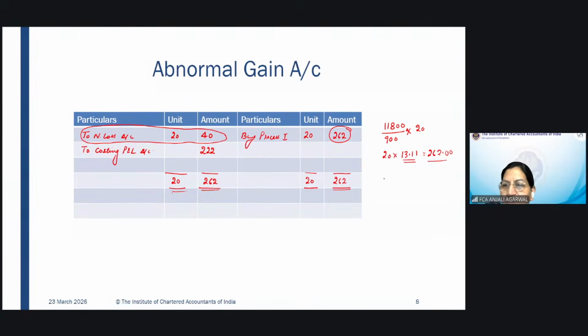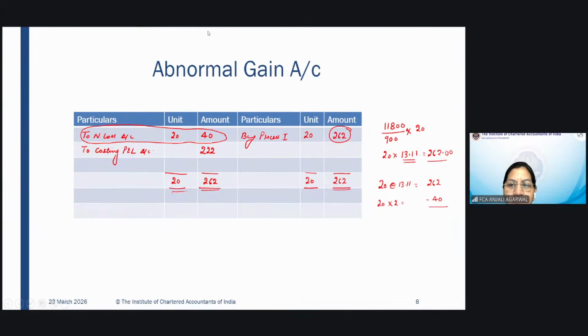But even if we did not get these 20 units at the rate of 13.11, we would have still got these 20 units, which could have given us 2 rupees. So the true profit is not 262, it is 262 minus 40. Your true profit is only 222 because of the abnormal effectiveness of the workers. It's not all about workers only. As we have done the labor costing also, we see that whatever the extra output is, sometimes there are circumstances, the environment, the management, the supervision. So entire credit cannot go to the workers.